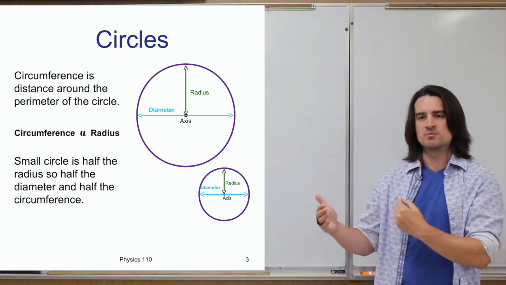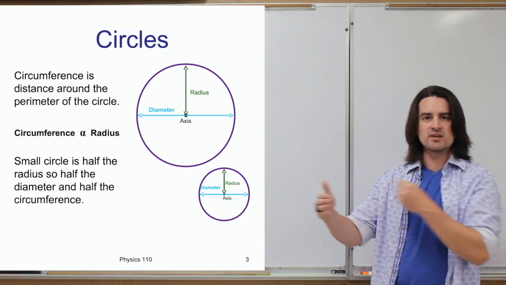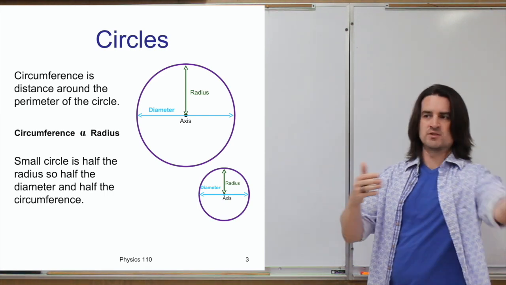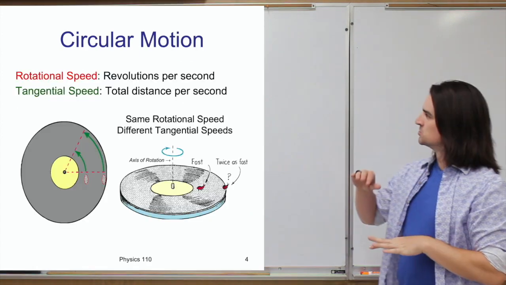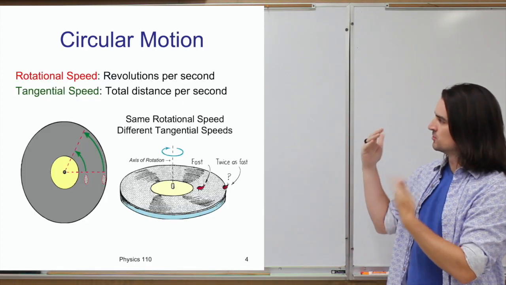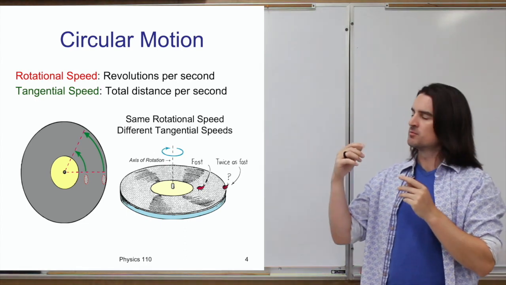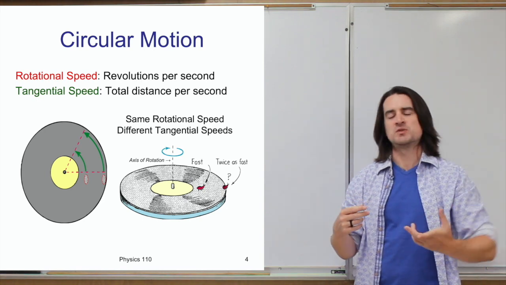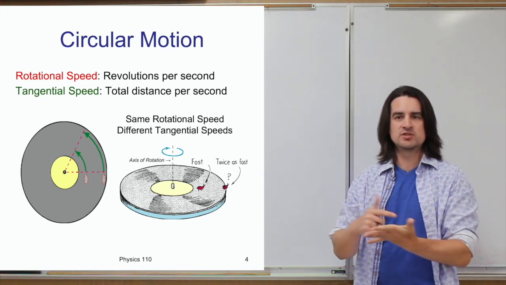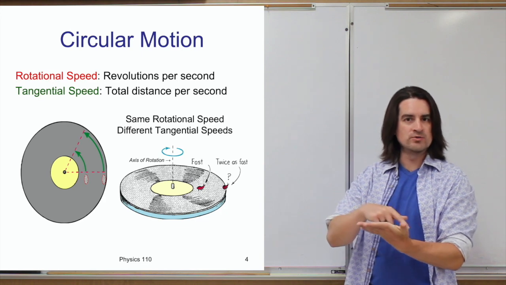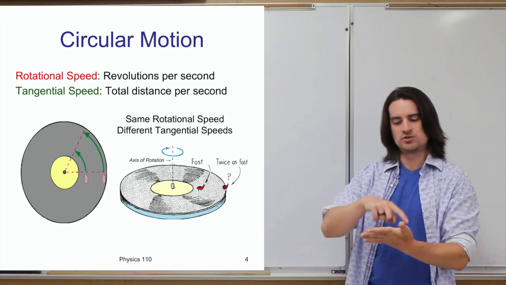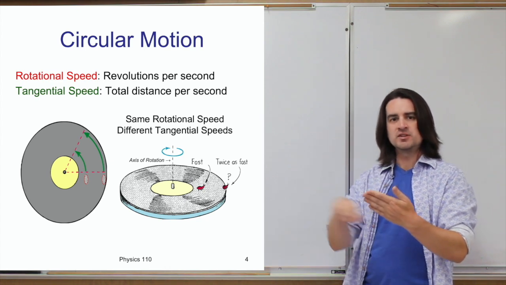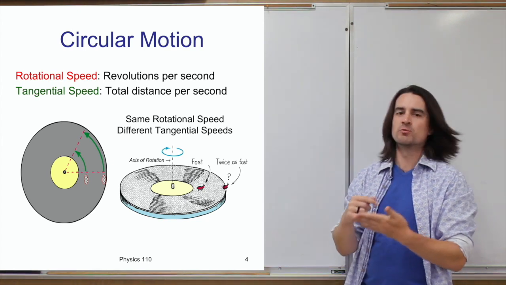Another way of saying or interpreting that is that the further you are away from the center of the circle, the longer it will take to get around, or the further you have to go to get around that circle. So when we're talking about circular motion or rotational motion, there's actually two kinds of speeds we could talk about. One kind of speed is just how many times you go around, making a complete revolution around whatever axis you're rotating about, in 1 second. That would be a rotational speed.